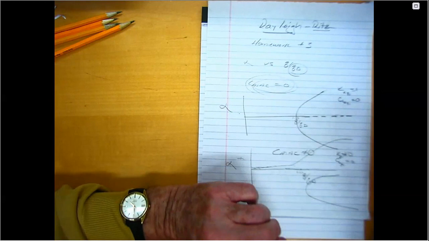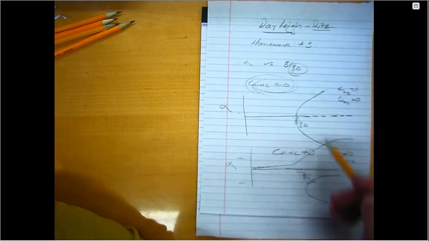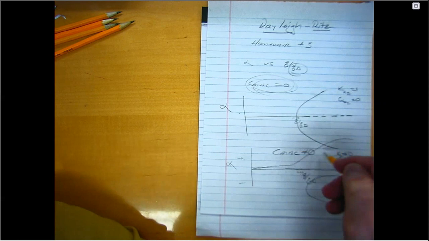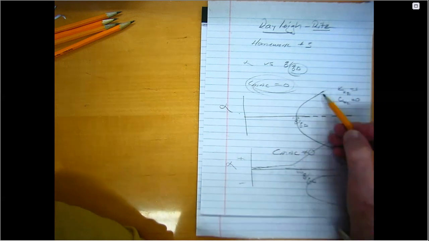It means that if it's positive alpha and negative alpha, both of these are possible solutions. And which one I reach depends on other things other than the static model. It depends on how I disturb the system.